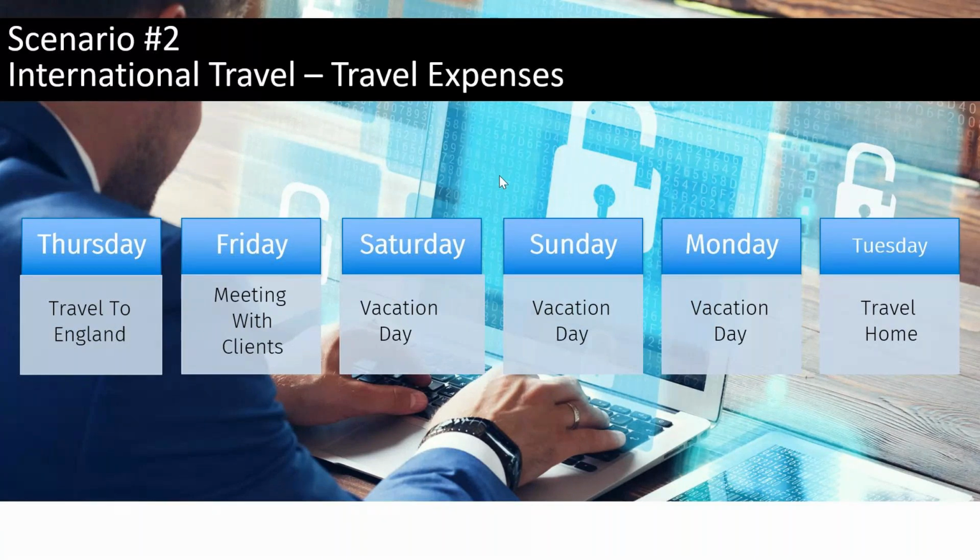But if we go and change up the ordering here, we're now traveling to England as opposed to somewhere in the US. Well, I've set this up where it's clearly not a weekend sandwich kind of format, right? We have a travel day where we're going to fly to England. Friday, we're going to meet with some clients. And then Saturday, Sunday, Monday, all vacation days. And then Tuesday, we're traveling home.